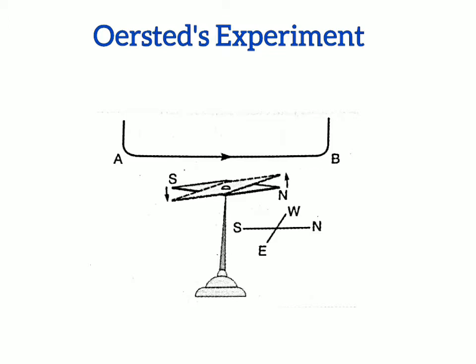Thus Oersted's experiment led to the discovery that when electric current passes through a conductor, a magnetic field is produced around it. So that is Oersted's experiment. Oersted is the scientist who discovered this magnetic effect of current. And as you have seen in the earlier activity, when current is passed through the copper wire, then that copper wire wound around the iron nail behaves as a magnet.